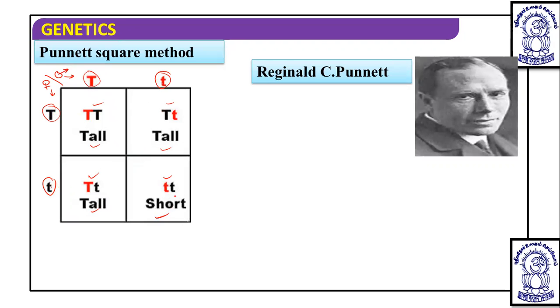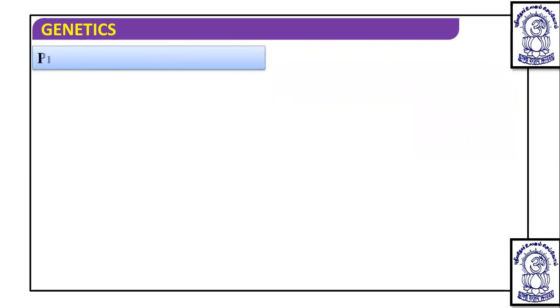So this is a Punnett square. The phenotypic ratio is 3:1, and the genotypic ratio is 1:2:1.